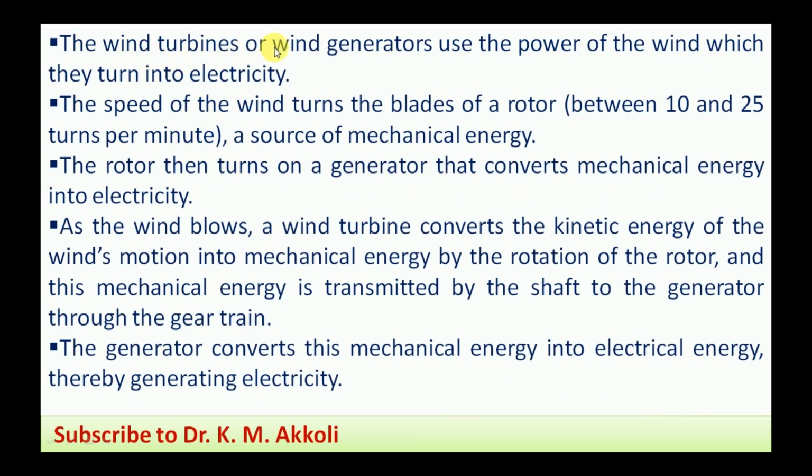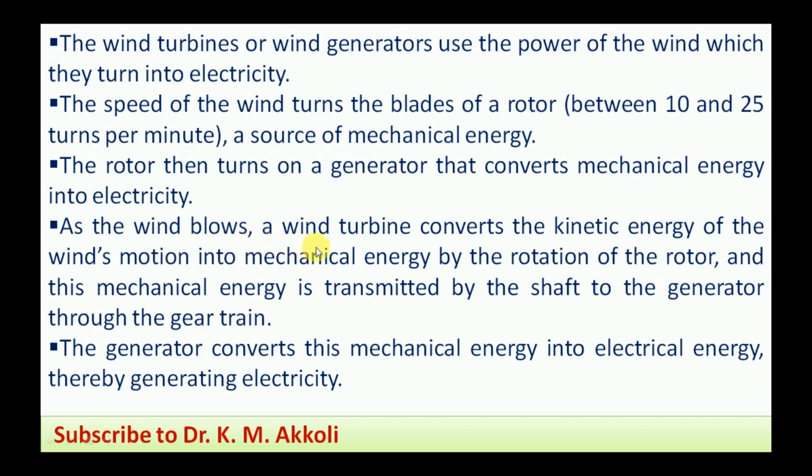Wind turbines or wind generators use the power of the wind, which they turn into electricity. The speed of the wind turns the blades of the rotor at between 10 to 25 turns per minute, that is RPM, a source of mechanical energy. The rotor then turns a generator, which converts the mechanical energy into electricity. If the rotor turns the generator, electricity will be generated.